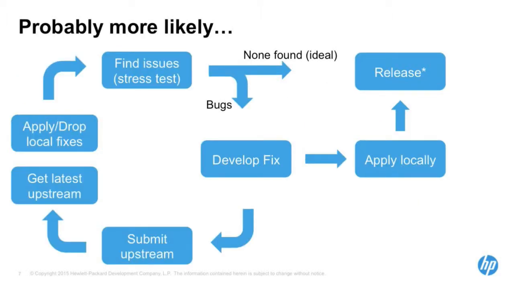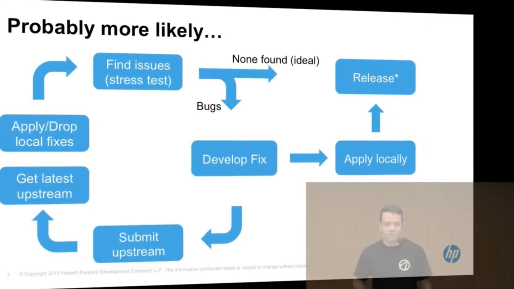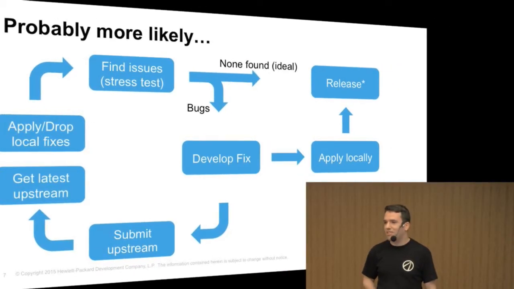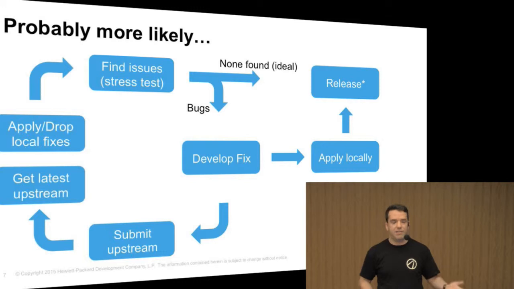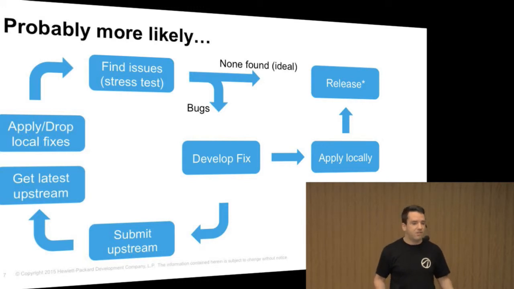this is probably the more likely scenario. That is, you do your stress testing, you didn't find an issue, great, just send it on out to your QA people. Probably you found a bug somewhere, because otherwise we wouldn't be submitting any bug fixes upstream. You want to apply that locally and also submit upstream. But when you get the next upstream, you want it to be really quick to actually reapply any fixes that haven't yet landed upstream. And that's where you want the automation.